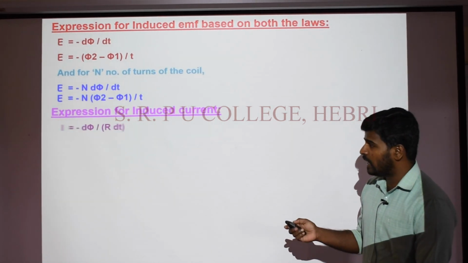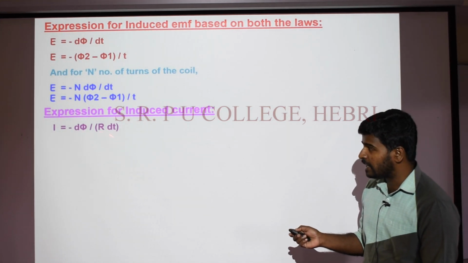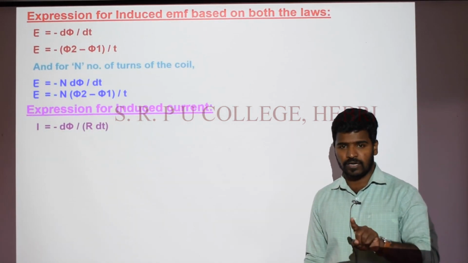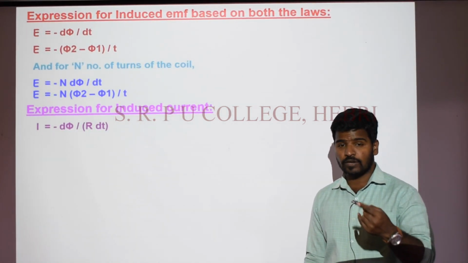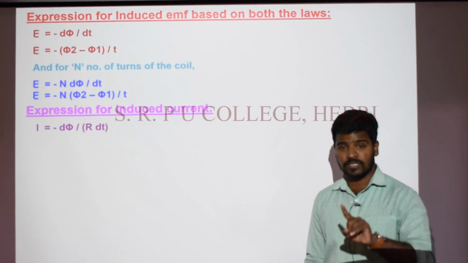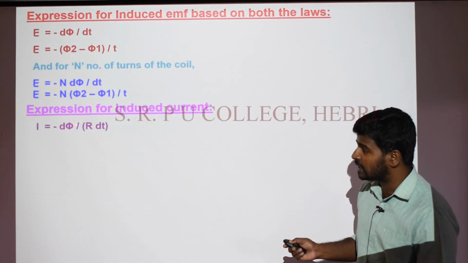Now, for that, I is equal to minus d phi divided by dt, divided by R. In general, electric current I is equal to V by R, according to Ohm's law, where V is the voltage, I is the current, and R is the resistance. In terms of induced EMF or induced voltage, that is expressed by E.